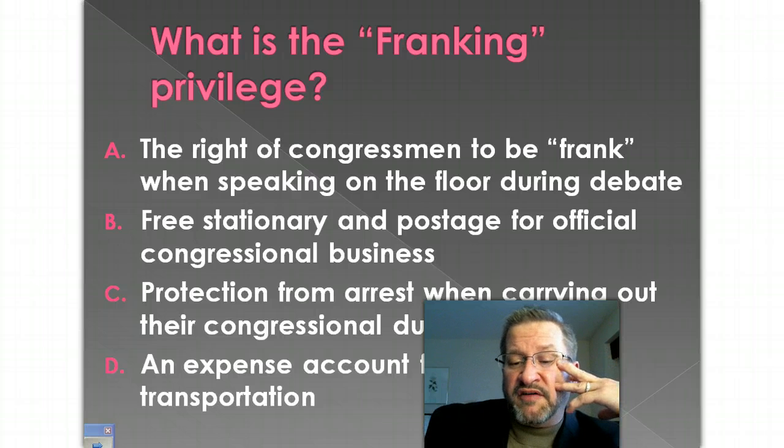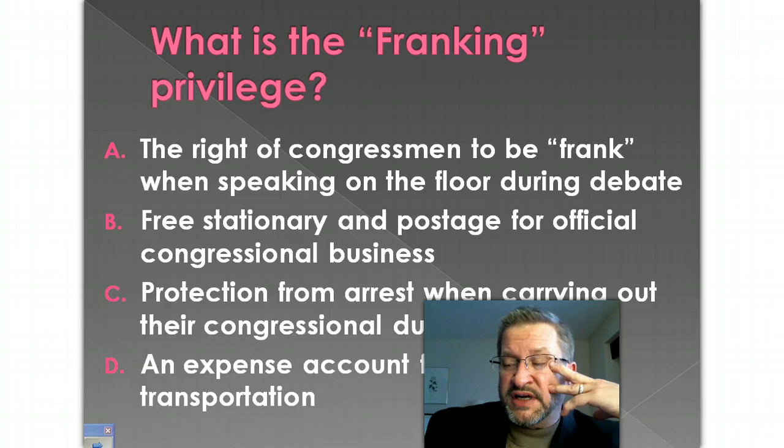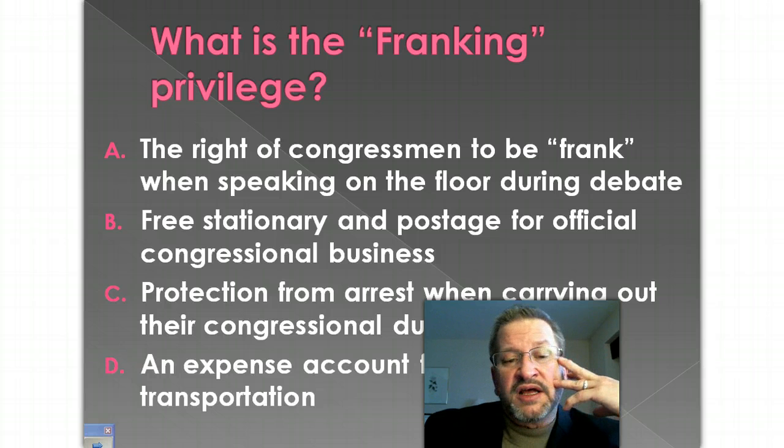The constituents of the members of the House and Senate, or the people that voted them in, have the right to be informed about what their congressmen and senators are doing.